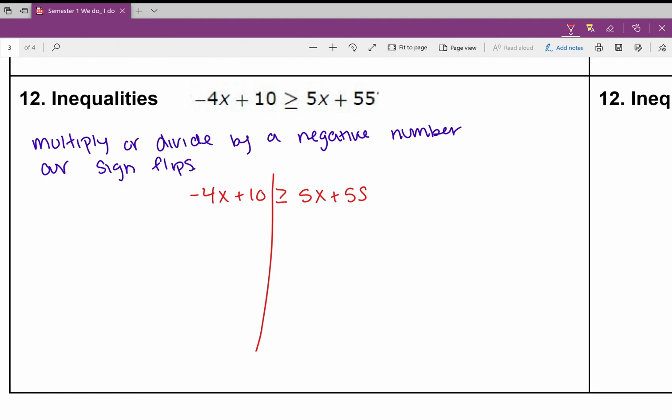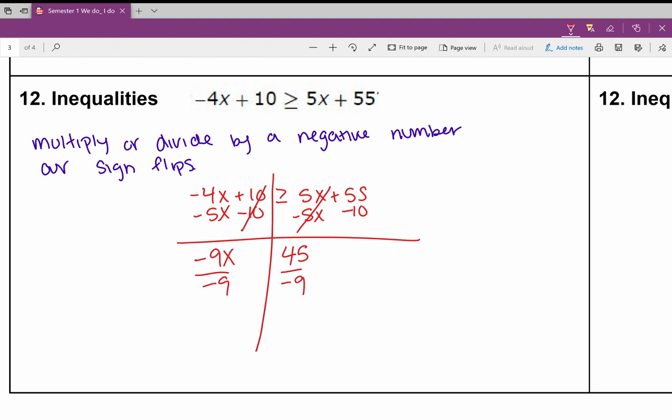Remember, in order to solve this problem, I need all my x's on one side and all my numbers on the other. So I'm going to go ahead and subtract 5x over here and then subtract 10 over here. So negative 4x minus 5x is negative 9x. 10 minus 10 cancels. 5x minus 5x cancels. 55 minus 10 is 45. Divide by negative 9. I get x is less than or equal to negative 5. Because since I divided by that negative 9 right here, this original symbol now flipped.